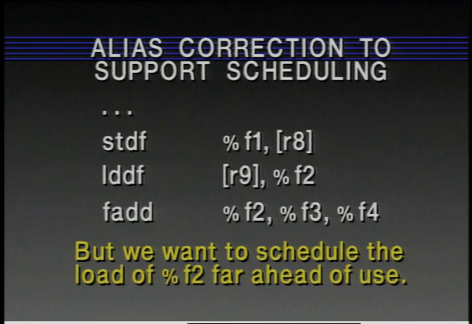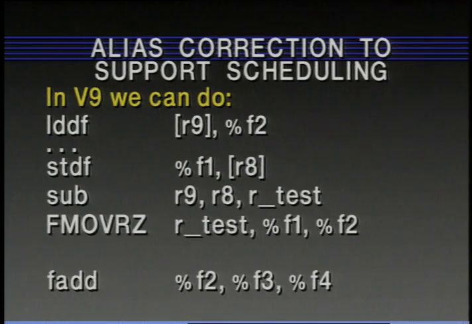Well, in many existing computers, that would be very hard to do because you wouldn't be allowed to move the load up ahead of the store because you couldn't tell if there was an alias problem that perhaps the pointer in R8 was the same as the pointer in R9. But in version 9 code, we can go ahead and do the load long before the store to load the value into floating point register 2. Sometime later, we can come down and do the store.